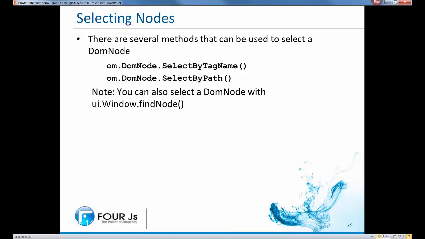There are times we want you to go out there and get a DOM node. You can select a DOM node by using the SelectByTagName, a SelectByPath. You can use what we showed you earlier. If you have a window object and you want to find the DOM node of that window object, you can use ui.Window.FindNode. I would add to this slide a form object. If you have a form object and you want to find the node of that form, you would use the ui.Form.FindNode. So if you need to identify a node within a tree, there are methods out there that allow you to do that.